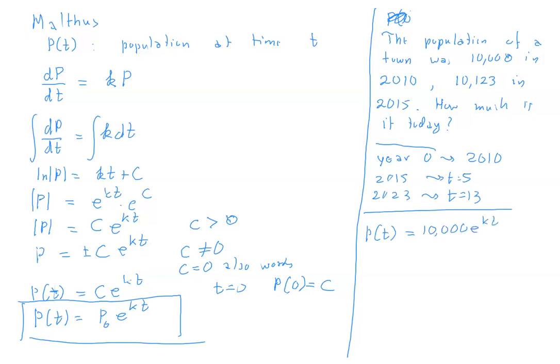And now we want to find how much k is, right? So what do we do? We put P of 5, which on the one hand is known to be 10,123, and on the other hand, it's known to be 10,000 e to the k times 5, I'm sorry. So now you have this equation and you're supposed to isolate k. Let's see how it's done. So we have 10,123 is equal to 10,000 times e to the 5k.